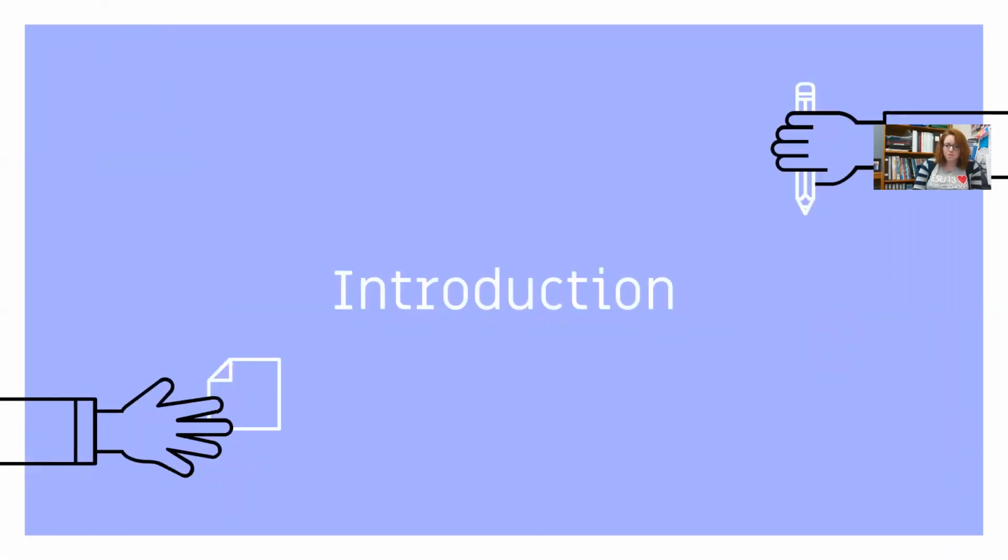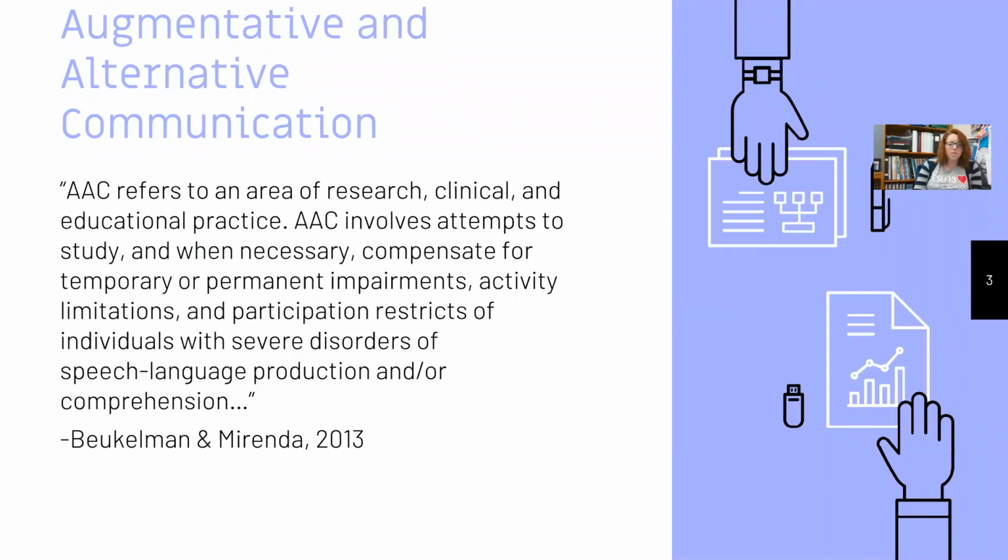So just a few introductory items before we get started. This is a definition from Bukelman and Miranda about what is augmentative and alternative communication. And I wanted to include this to point out that AAC refers to an area of research and clinical practice and educational practice. So there's a ton of research that goes on about AAC and about implementation strategies. And the whole point is to try to solve these problems that students or adults or whoever have as a result of a communication impairment when they can't communicate, or maybe they don't communicate effectively.